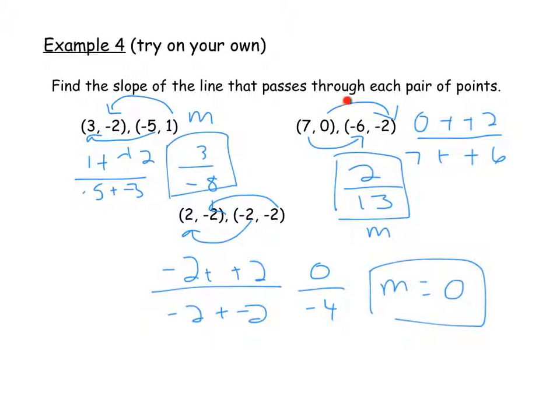Here I went the other way just to show you that it doesn't matter as long as those arrows are consistent. So 0 minus a -2 is 2, 7 minus a -6 is 7 plus 6, which is 13. So the slope of the line that would run between these 2 points would be 2/13. And the last one, -2 minus a -2, and -2 minus 2 ended up being 0 over -4. 0 over any number is 0, so I would not leave it like this. I would say that my slope is 0.